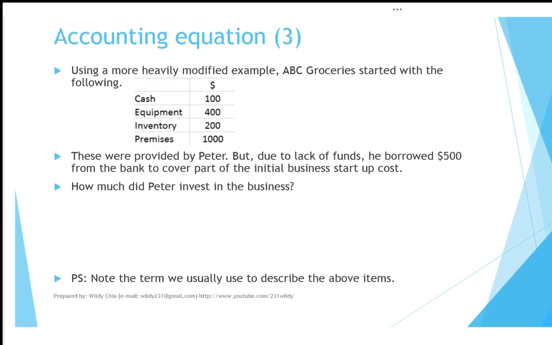Let's look at example 3. Now this example is a lot more complicated. ABC Groceries started with cash, equipment, inventory, and premises. These all were provided by Peter. However, because there were a lot more things provided by Peter, funding was somewhat short. He had to borrow 500 from the bank to cover some of the initial startup costs.